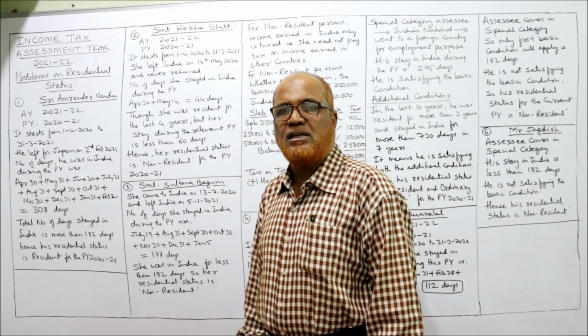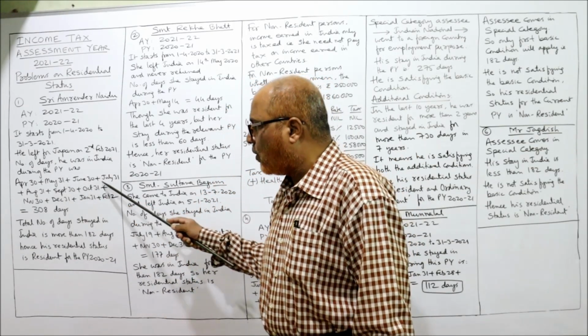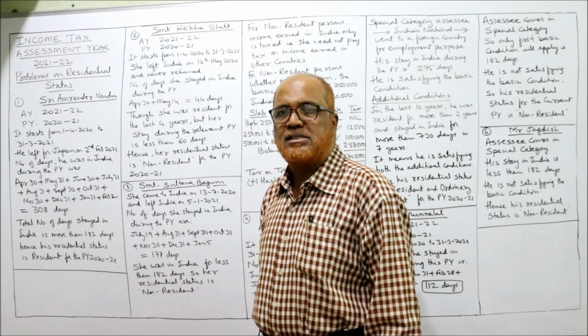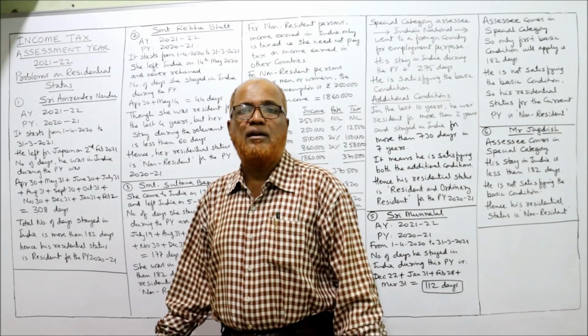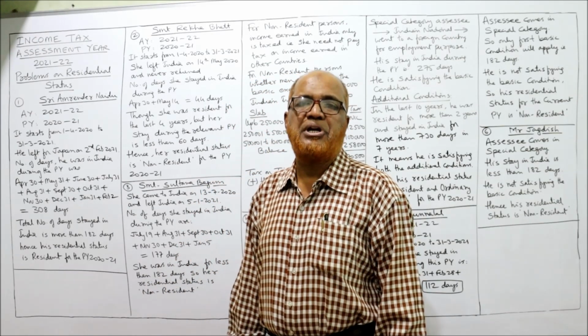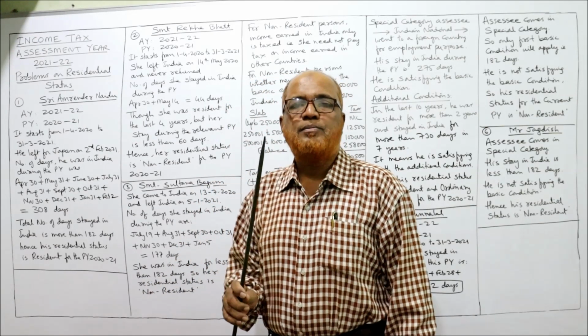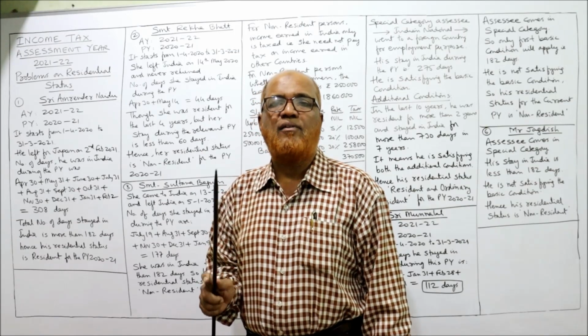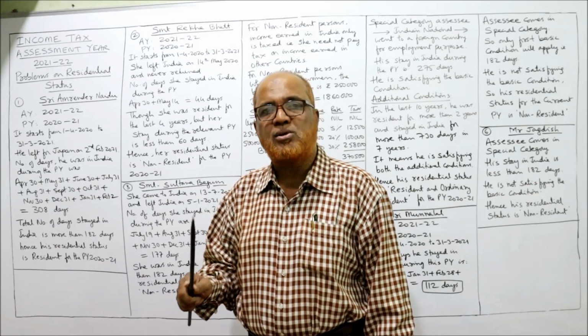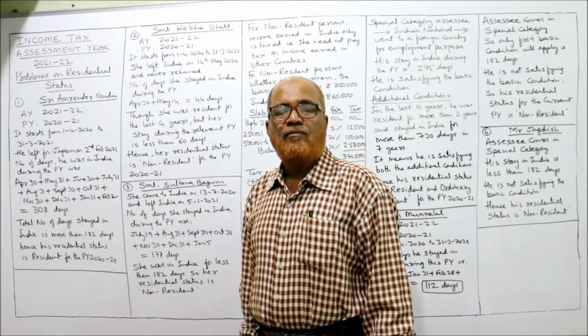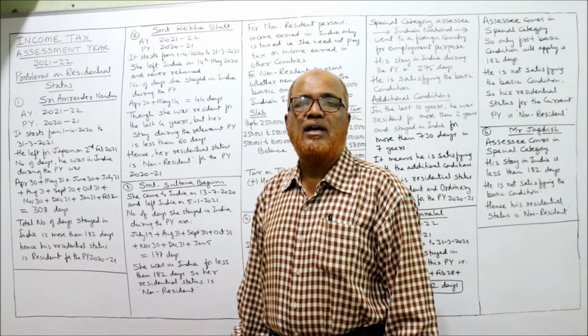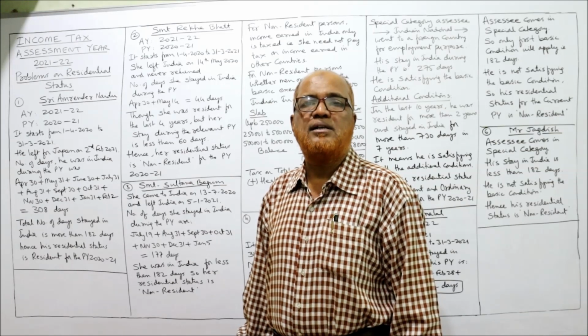So how many days he was in India, if you add up all values, 308 days. So 308 days he was in India. That means the first basic condition is satisfied. The first basic condition says he must stay in India for 182 days or more. It is more than 182 days. So when the first basic condition is satisfied, he is called resident.